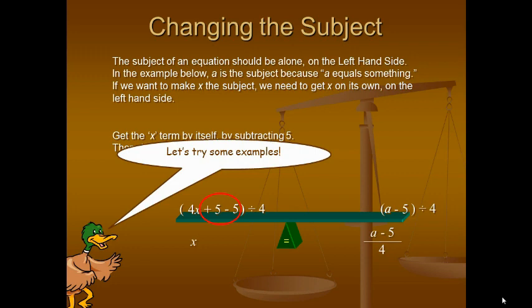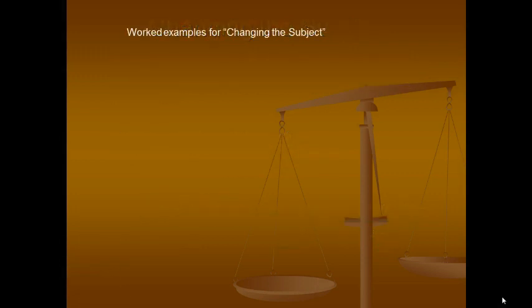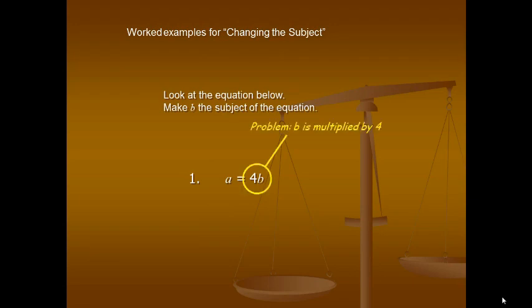Let's try some examples. Look at the equation below. Example 1. A equals 4b. Make b the subject of the equation. The problem is b is multiplied by 4. The solution, do the inverse. Divide by 4.